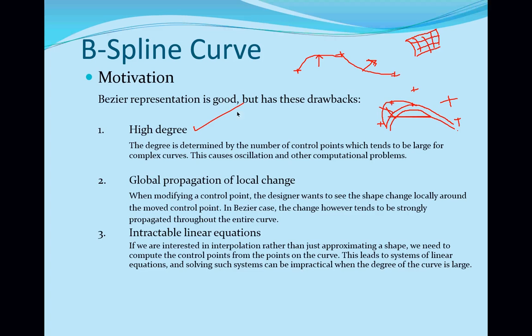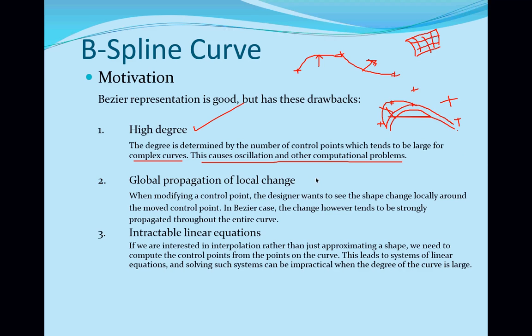So first of all, high degree. The degree is determined by the number of control points and tends to be large for a complex curve. This causes oscillation and other computation problems. Of course, I want to have an intersection or I want to have certain points, so handling a higher order polynomial is challenging. Whatever the number of points I have given, maybe 100 or maybe 1000, I want that if I change it, I will get a quadratic curve through each set of points automatically. That is my requirement. Okay, so I should not bother about it.